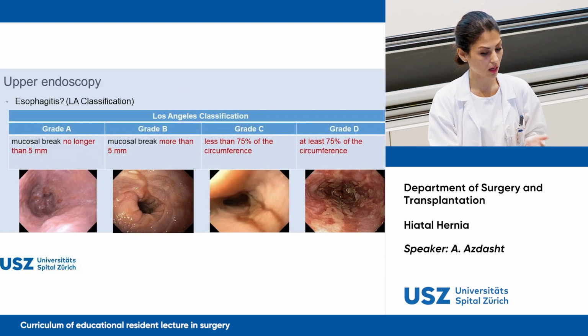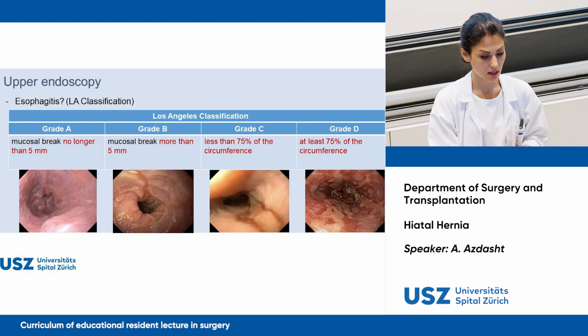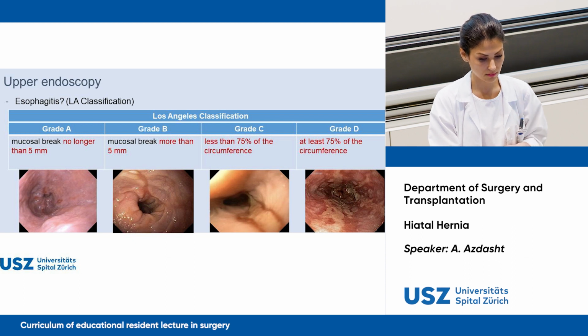But why do we do an upper endoscopy? First of all, we would like to objectify an esophagitis, which is classified by the Los Angeles classification. And this goes from grade A with small erosions to grade D, where we find extended erosions that are confluent, extending over more than 75% of the circumference.